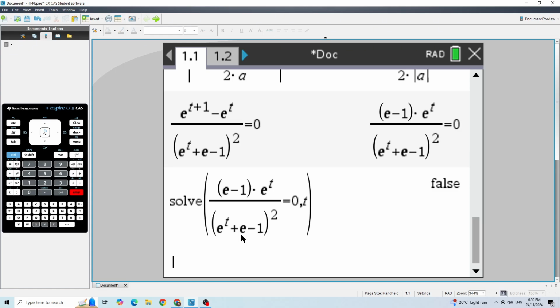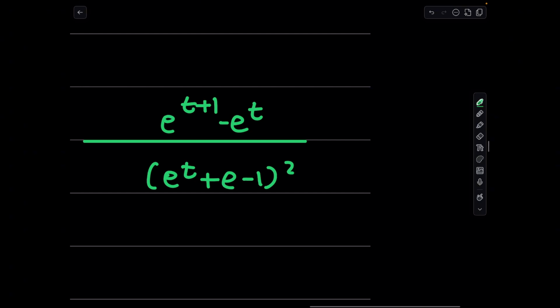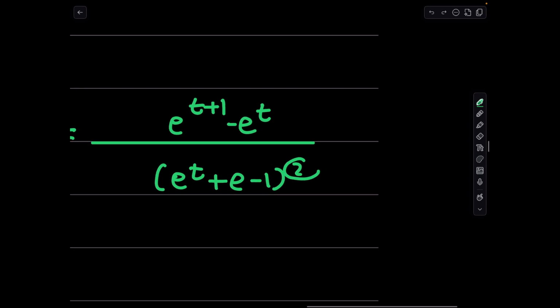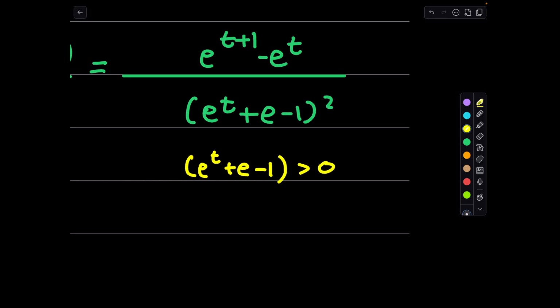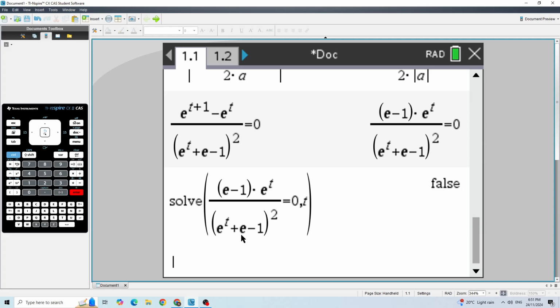So why? Well, kind of makes sense. I know that the bottom part here is positive. We know it's greater than 0 because, of course, it's some value and then you're just squaring it. So it's always going to be positive. So we know that the bottom part, so let's write this bottom part here, e^t plus e minus 1, is going to be greater than 0. It's a positive thing.